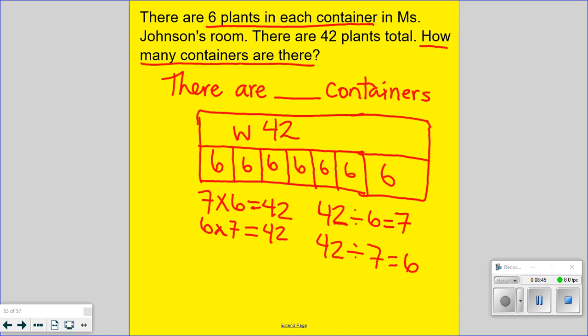Jalen? 6 plus 6 plus 6 plus 6 plus 6 plus 6 plus 6. How many 6s did you add up? 6, 7. 1, 2, 3, 4, 5, 6, 7. Could that work? Yes. This will work.